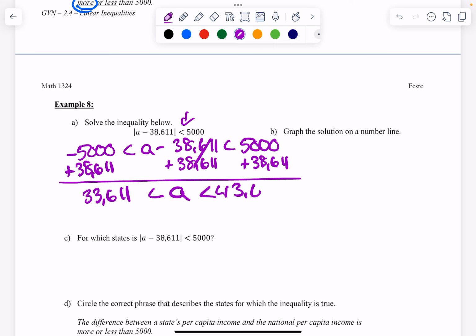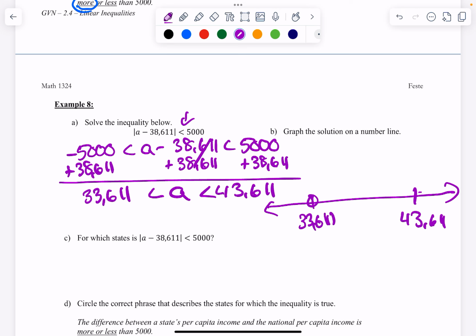So now it's in between 33,611 and 43,611. Let me move that up a little bit. So 33,611, it is a circle, not included, and 43,611, a circle. So it is in between these two this time around.